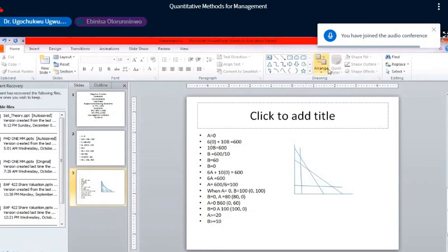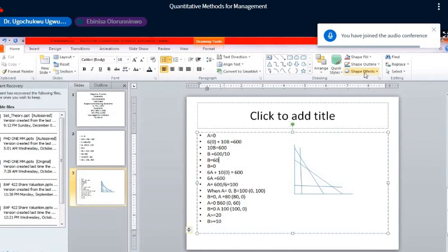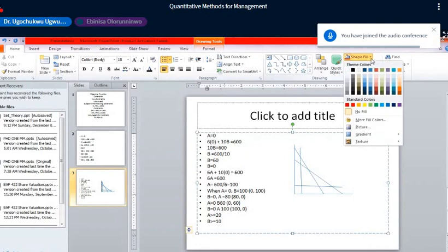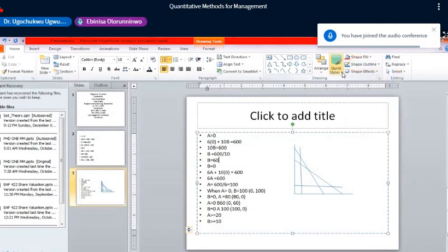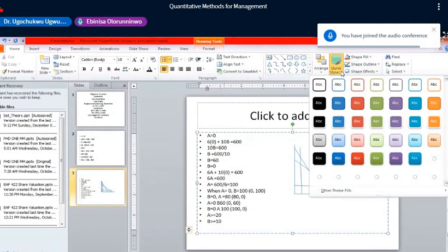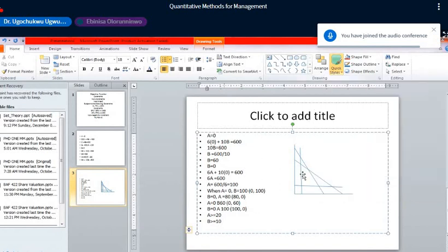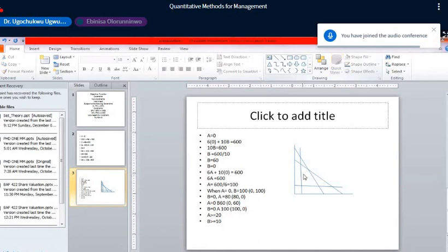Let me see if I can. Okay, I don't think I can paint this place here. But look at this point here now. This is the feasibility region at which, whenever the manager remains here, he will be better off in terms of what? Making profit.